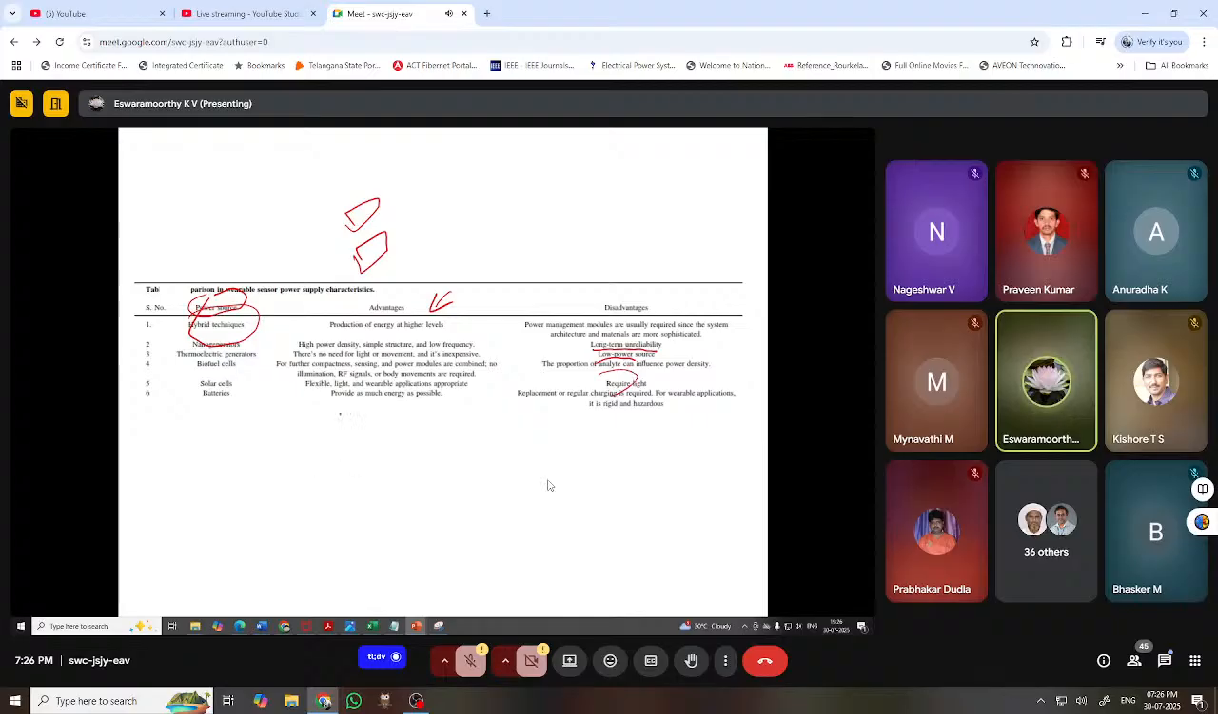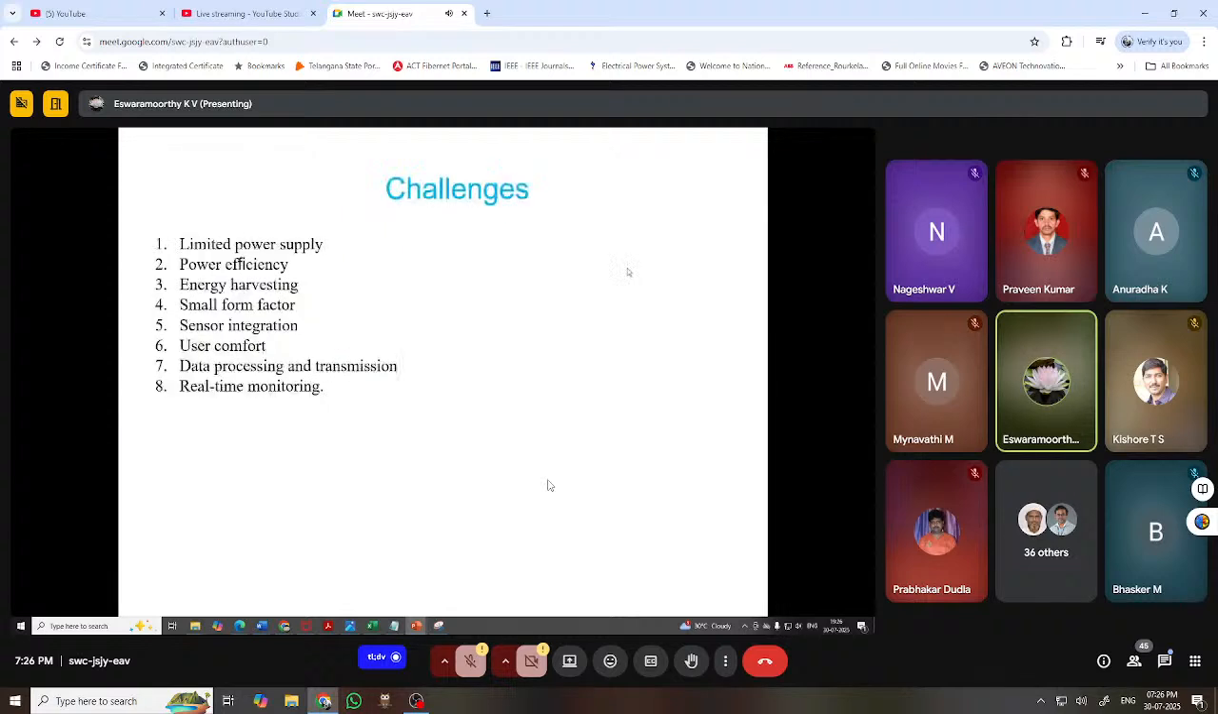The batteries provide as much power as possible, but replacement or regular charging is required. For your wearable application, it is rigid and hazardous. We have to think about that. The challenges, okay, so limited power supply and power efficiency. What is the energy harvesting? So while choosing any of the harvesting techniques, we have to think about this.